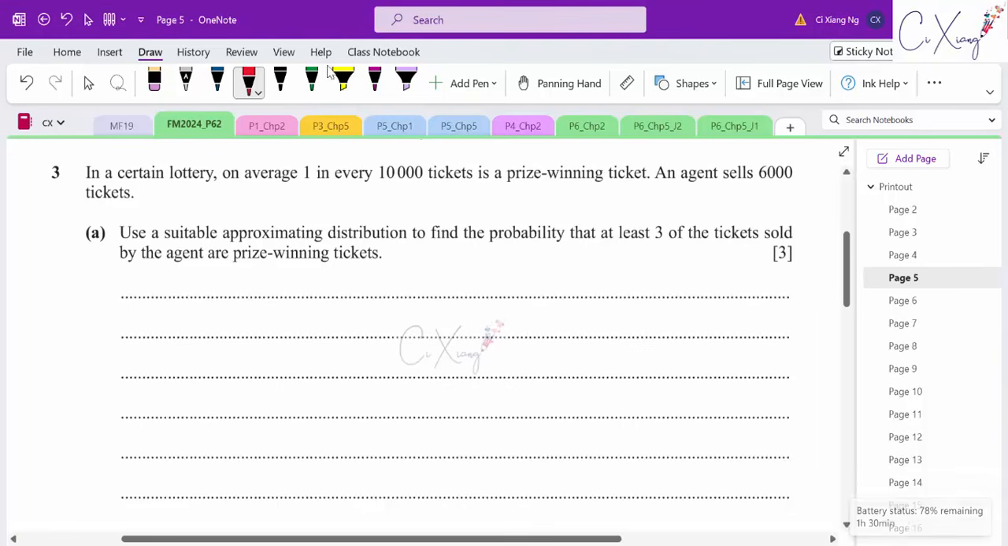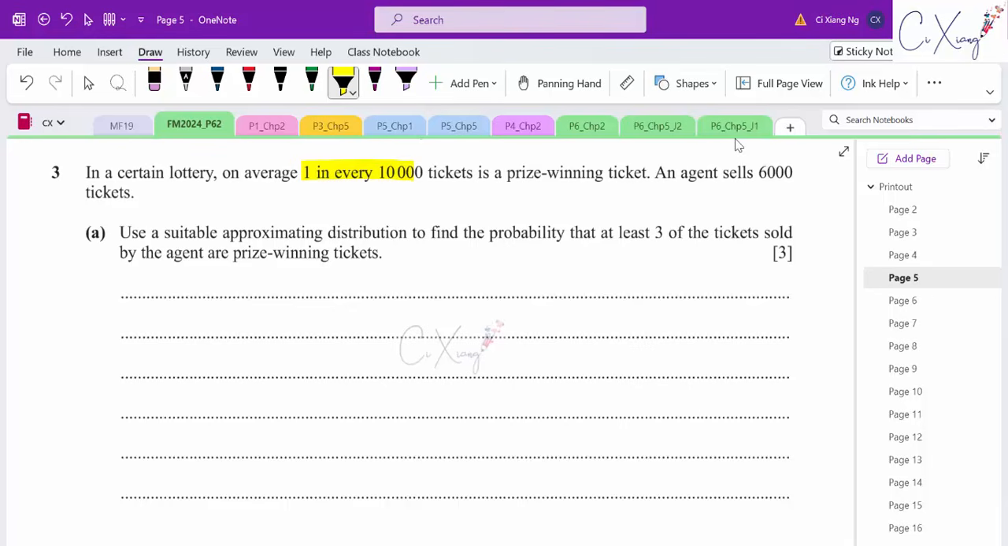Now we are at question number 3. In a certain lottery, on average, 1 in every 10,000 tickets is a prize winning ticket. The agent sells 6,000 tickets here. Use a suitable approximating distribution. Highlight the keyword approximating distribution. Find the probability that at least 3 of the tickets sold by the agent are prize winning tickets.